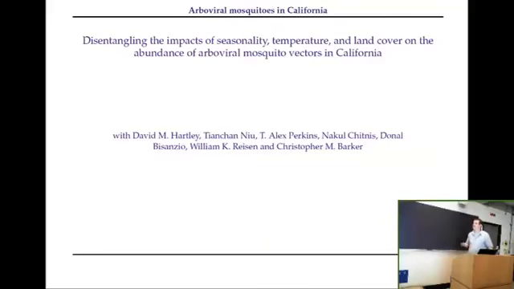Moving on, second case study. So this is work with Bill Reisen and Chris Barker in California. Again, I get to be lucky and show up at the end when all the data gets to be analyzed and I don't actually have to collect the data. We're going to be talking about the seasonality, temperature dependence, and land cover dependence on abundance of arboviral mosquito vectors.